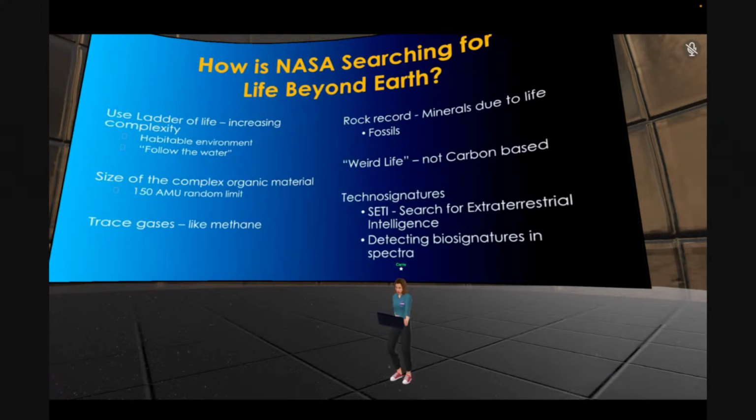We might also search for what I'm going to call weird life, which is life that isn't carbon-based, unlike all of the life we know on Earth, which is based on a reduced carbon molecule. And then we can also look for what are called technosignatures, or signs of life that aren't necessarily biological, but that, as far as we know, could only be produced by life forms.